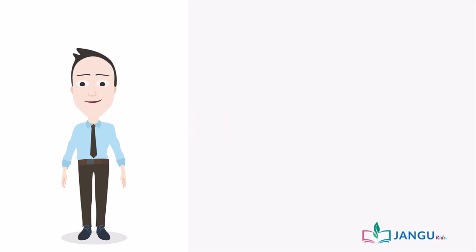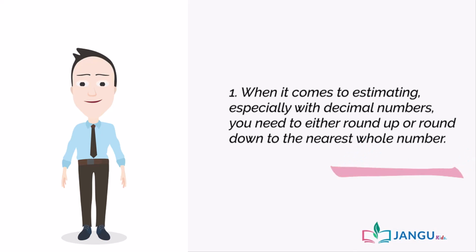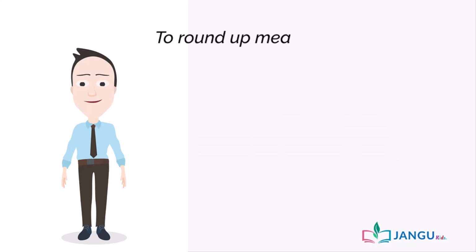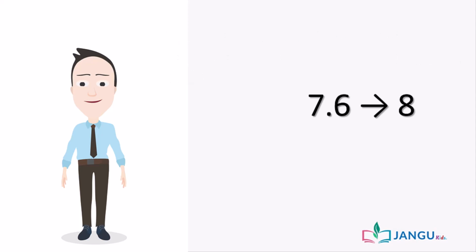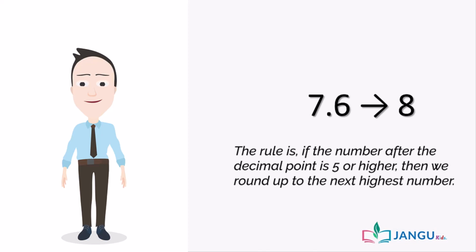There are a few tips to note, so let's take a look at them. 1. When it comes to estimating, especially with decimal numbers, you need to either round up or round down to the nearest whole number. What does rounding up or rounding down mean? Let me explain. To round up means to round the number in question to the next highest whole number. For example, if I want to round up 7.6 to the nearest whole number, I'll get 8 because that's the next highest whole number. The rule is if the number after the decimal point is 5 or higher, then we round up to the next highest number.